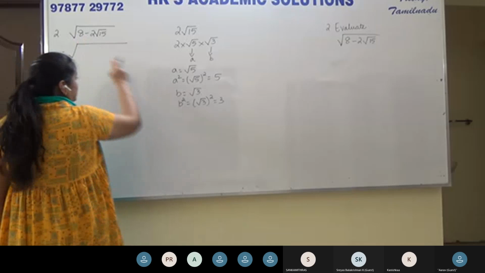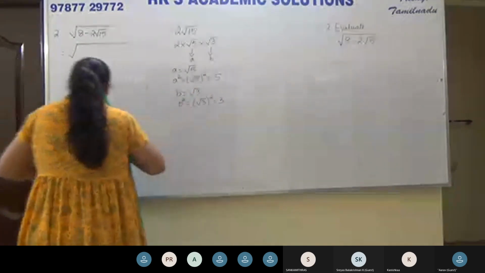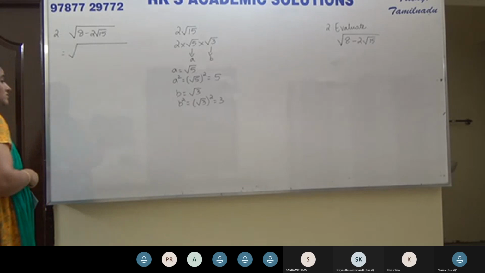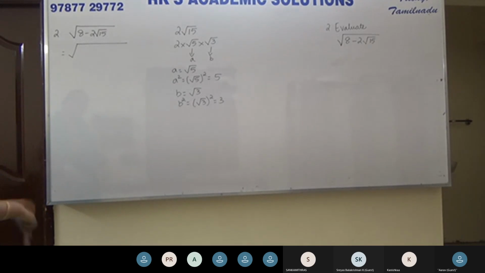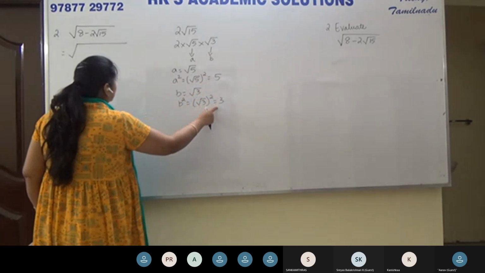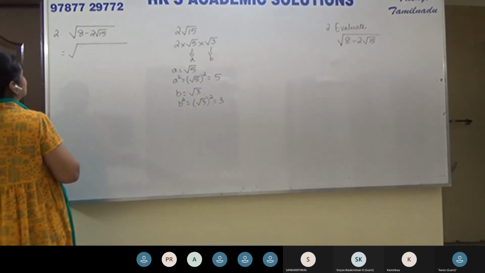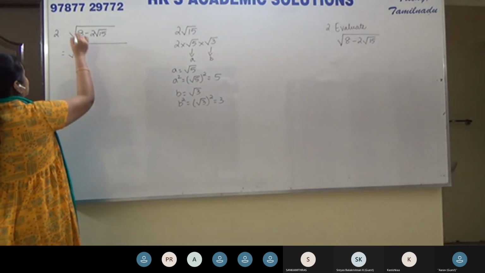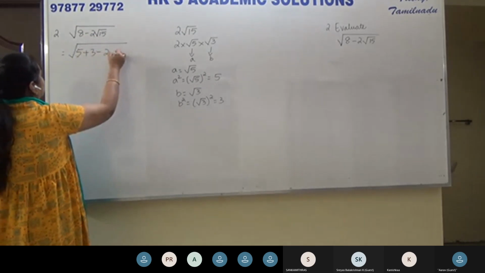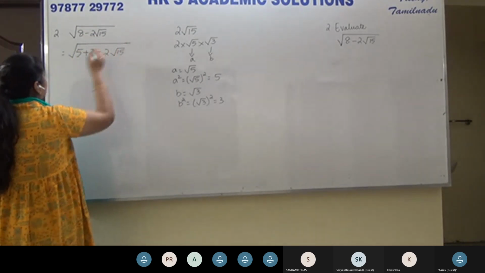Clearly, we can write 8 as 5 plus 3. Because 8 can be written in different ways: 8 is 1 plus 7, 8 is 2 plus 6, 8 is 4 plus 4. But you have to write 8 as 5 plus 3 in order to evaluate this expression. So 8 is first 5 plus 3, then this minus 2 root 15.